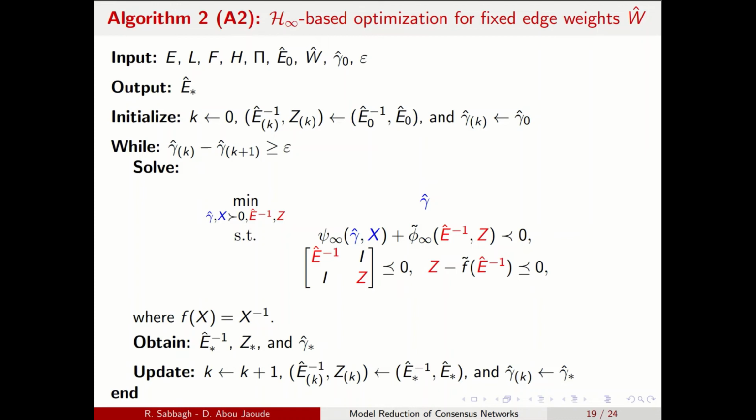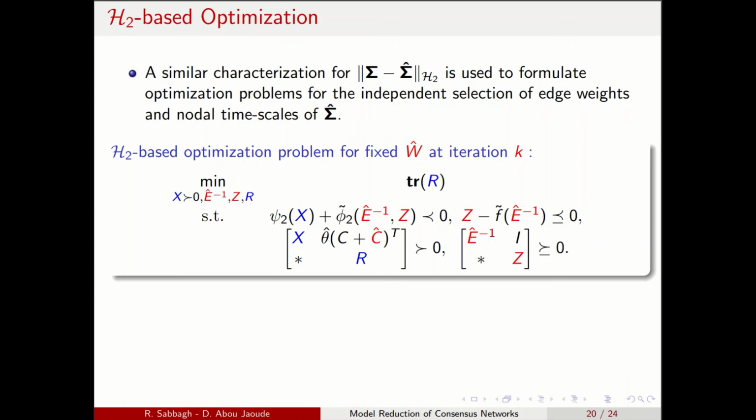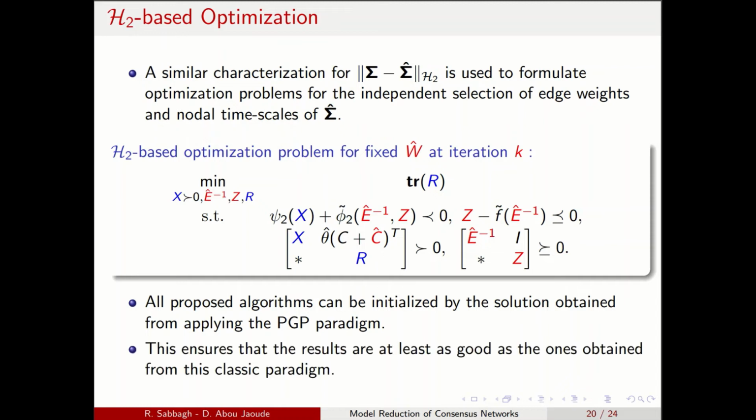As for the H2-based model reduction problem, a similar strategy can be followed based on an LMI characterization for the H2 norm of the error system, and analogous iterative algorithms are proposed. For example, for fixed edge weights, the following linearized optimization problem is solved iteratively in the timescales optimization algorithm in the H2 setting. Finally, all proposed algorithms in this paper can be initialized by the solution obtained from applying the Petrov-Galerkin projection framework. And this ensures that the results are at least as good as the ones obtained from this classical paradigm, as will be seen in the upcoming example.